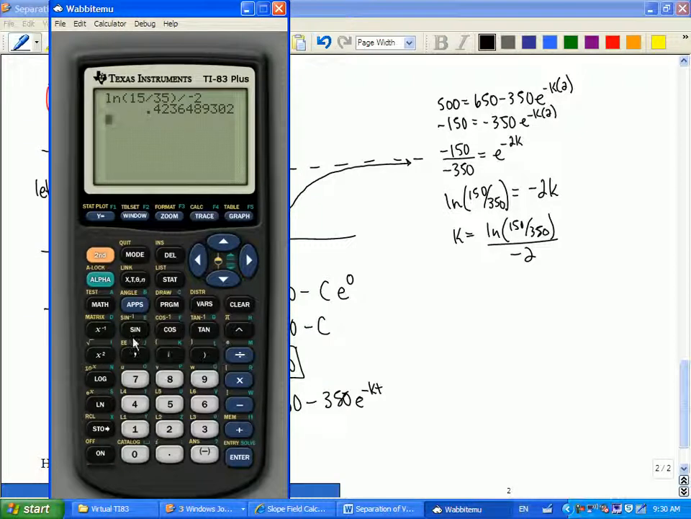So this will be 650, take away 350, and e to the, I'll use my answer here. Yep. Oh, sorry, just one sec. And we're on 3 years: 551.8 coyotes.